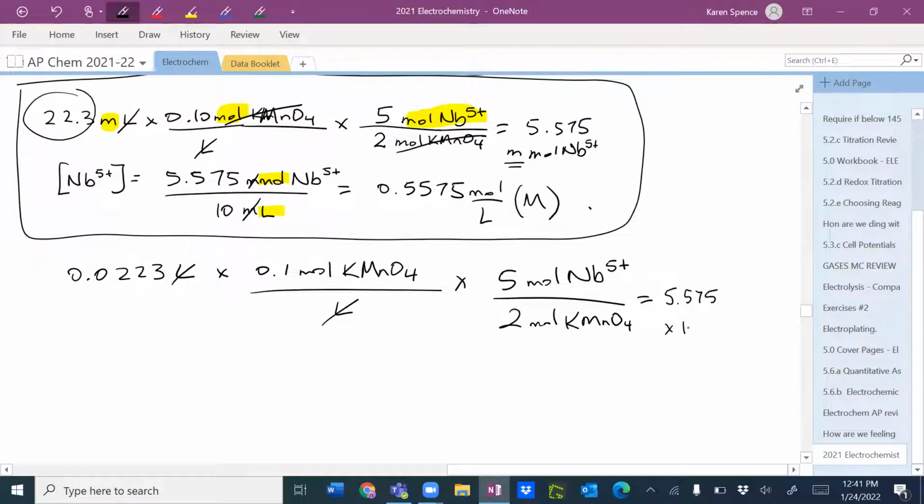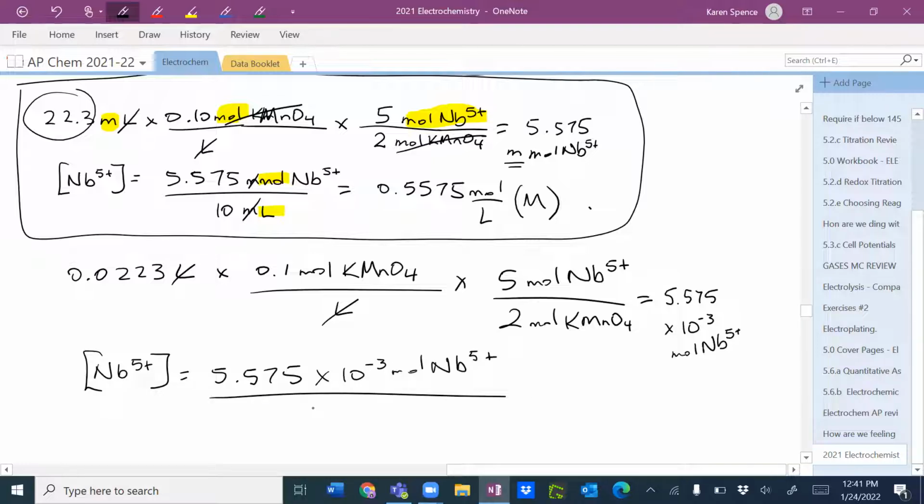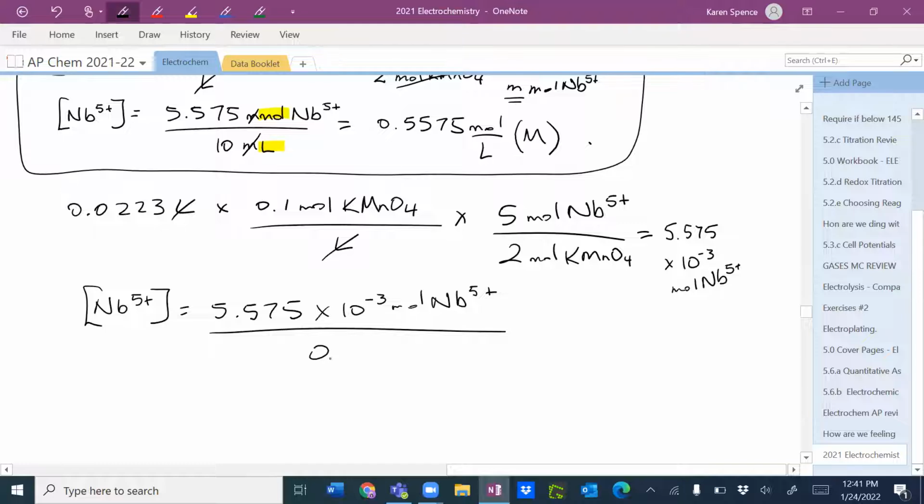5.575 times 10 to the minus 3 moles of Nb5+, and the concentration then of Nb5+ is 5.575 times 10 to the minus 3 moles of Nb5+ over 10 milliliters, which is 0.010 liters. And we get the same answer as we did before, 0.56 molar. Okay.